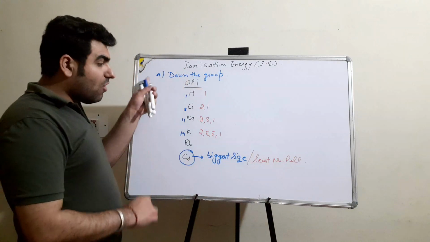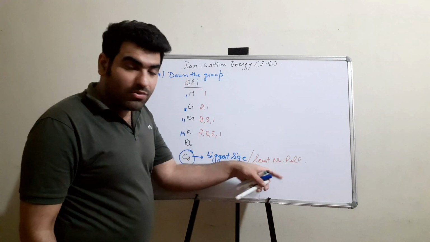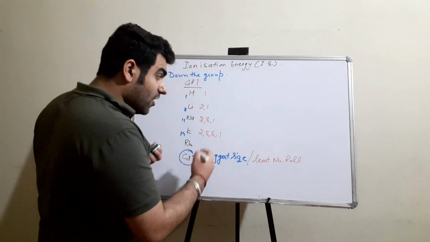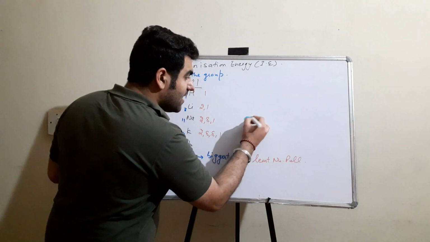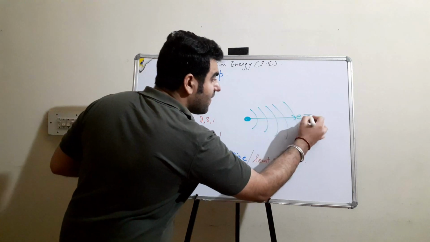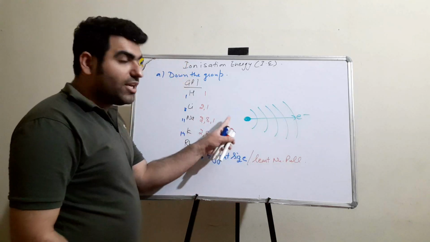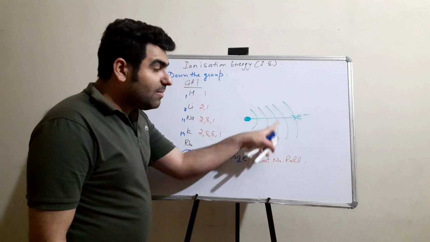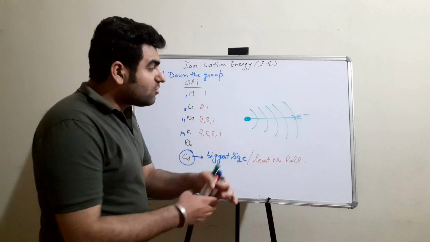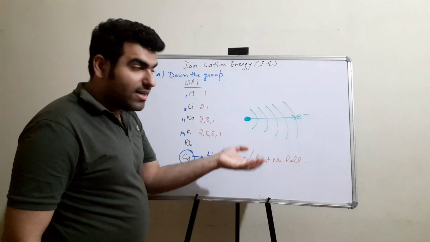Out of all these atoms, cesium is the biggest in size and has the least nuclear pull. For cesium, if this is the nucleus, there are numerous shells surrounding it and the outermost shell is very far away from the nucleus, so there will be a high screening effect. So the nuclear pull will decrease.